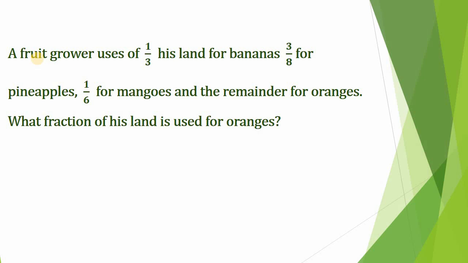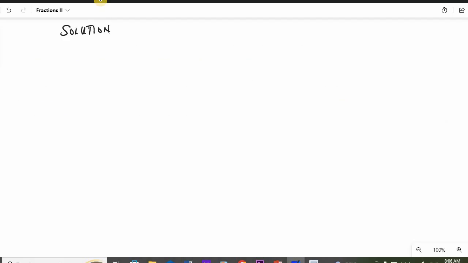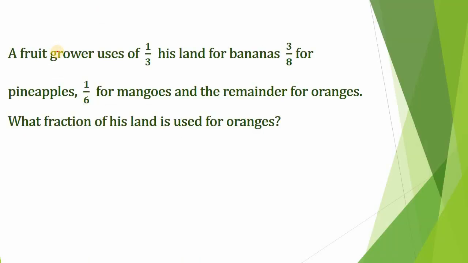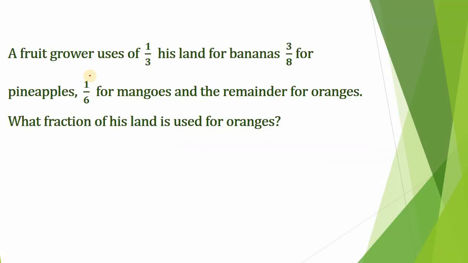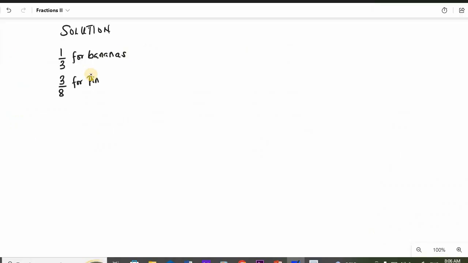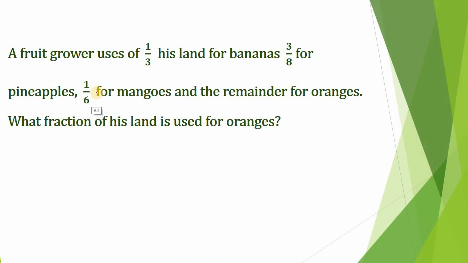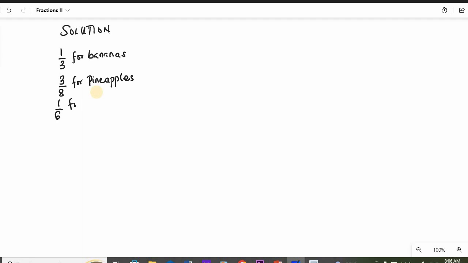So how do we solve this? The first thing to do is to write out all the information that we have. The first information is it uses 1/3 for bananas, and 3/8 for pineapples, and 1/6 for mangoes. Okay, so what remainder is left for oranges?